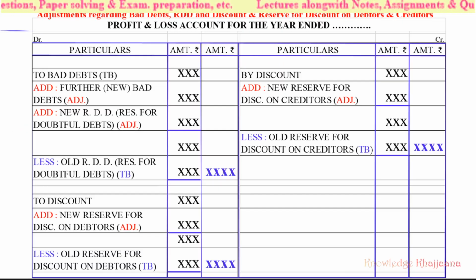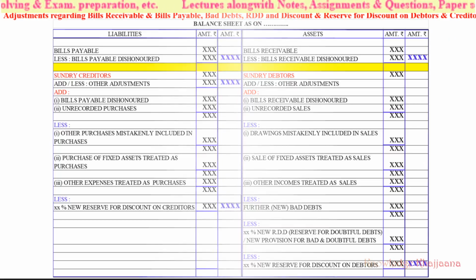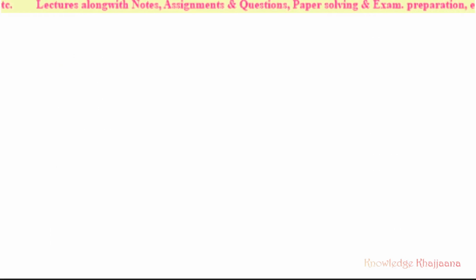Okay, see, as usual, these are the important adjustments. You must remember this forever. See, these are the important adjustments regarding bills receivable, bills payable, bad debts, RDD, discount, and reserve for discount on debtors and creditors. Okay, now let's start.